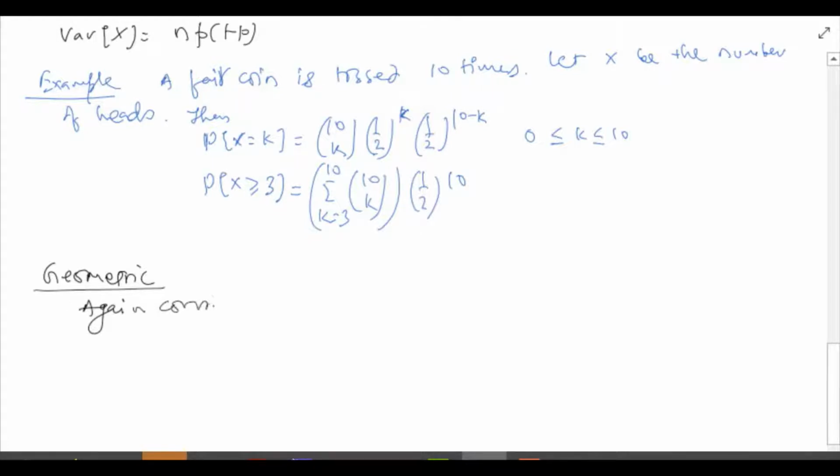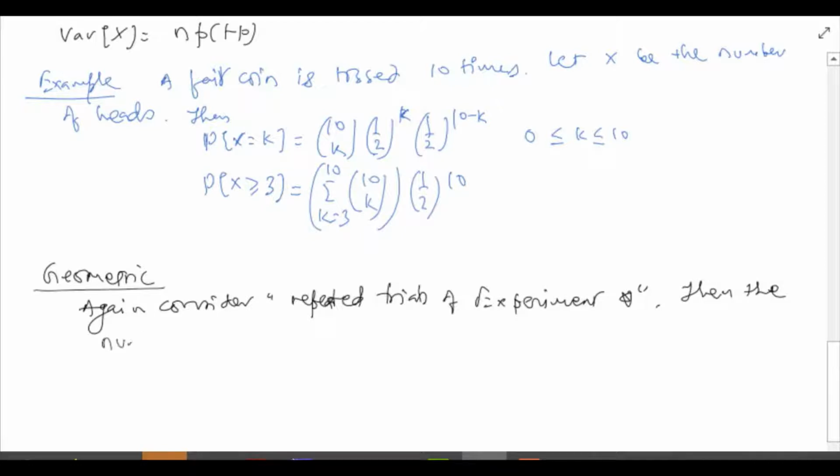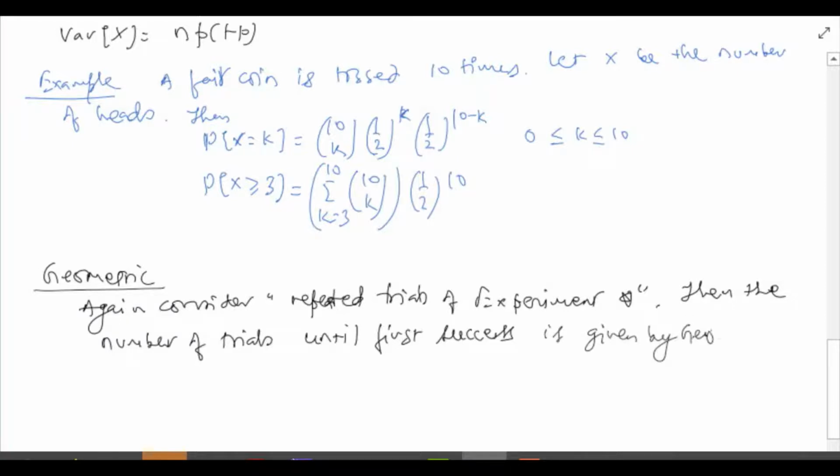Again, consider repeated trials of experiment star, then the number of trials until the first success has a geometric distribution.